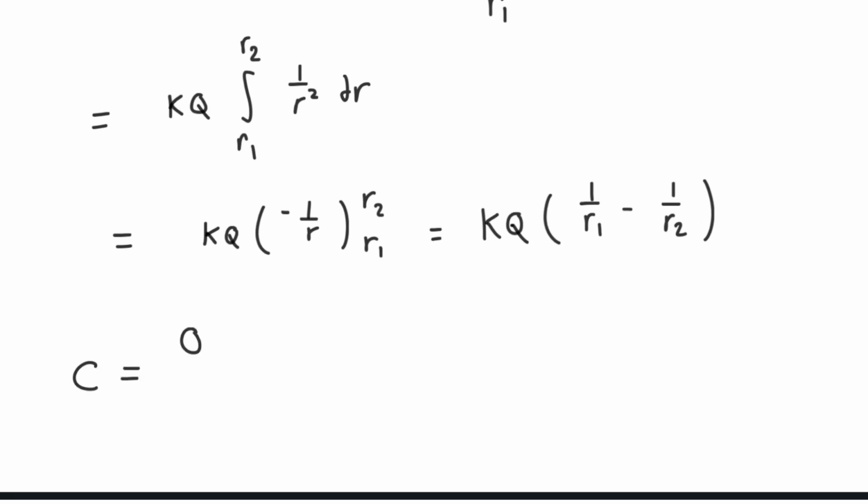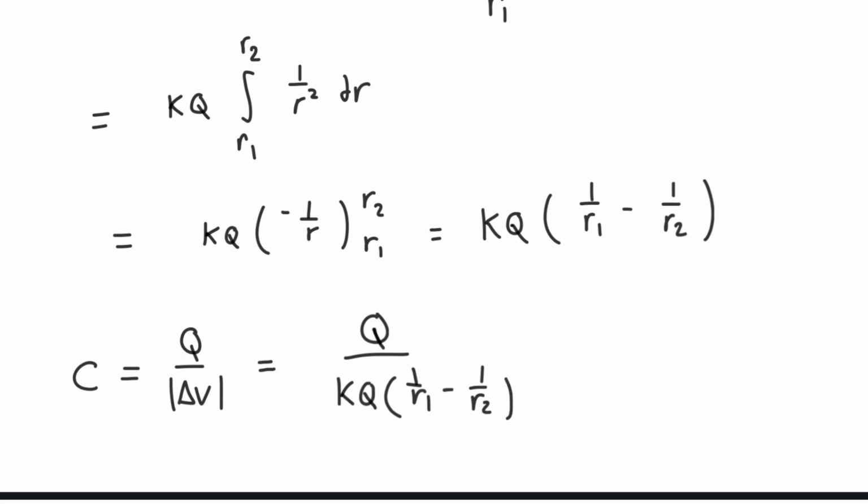just found by doing Q over delta V in magnitude, where Q is the charge on one of the conductors, and that's just defined as being Q. And delta V was found to be KQ times 1 over R1 minus 1 over R2. And notice that I did say you could have actually figured out the potential using the point charge formula. That's not a coincidence for the sphere setup. Notice it is just KQ over R subtracted.